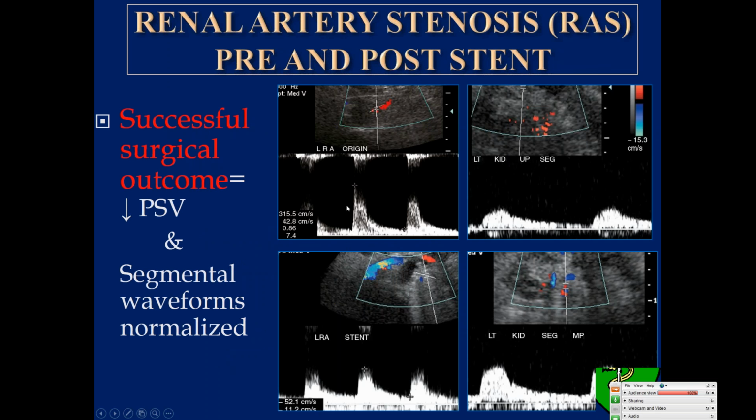So this is an example of a patient who, before stenting, demonstrated tardus parvus waveforms in the distal vessels and high peak systolic velocity in the origin of the left renal artery.